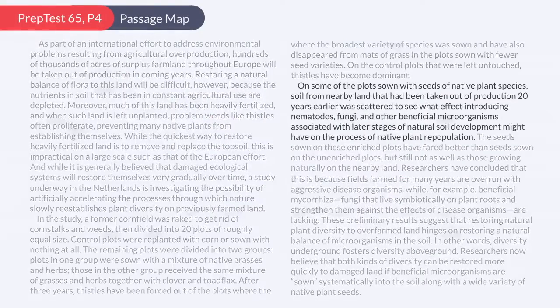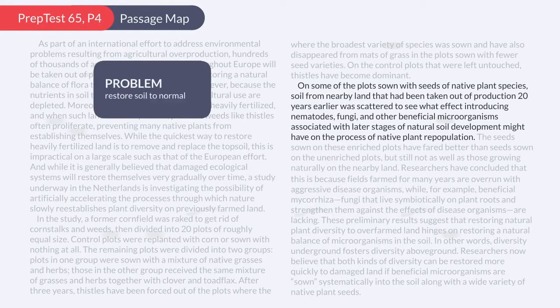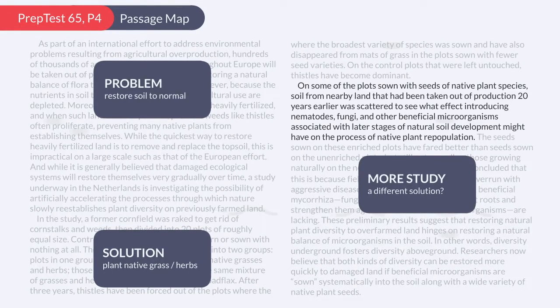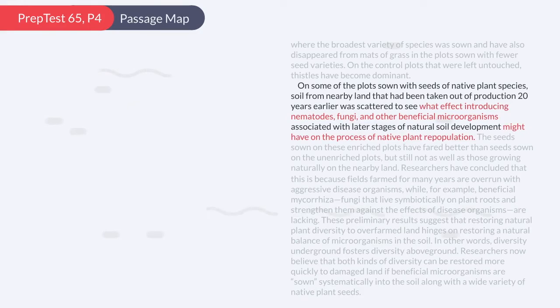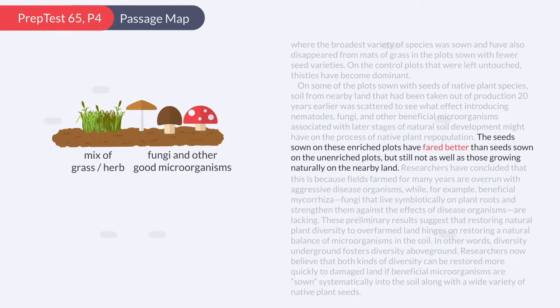Third paragraph, I'm reading the first sentence, slamming on the brakes, and then trying to figure out how do I categorize this in terms of my passage map. It looks like this is still describing the study. Now we're comparing the success we had from paragraph 2 to a different idea. What if in addition to that, we also add some microorganisms that you would usually find in restored natural soil? Well, it turns out this also seems to work. The seeds on these plots with the microorganisms are doing even better.